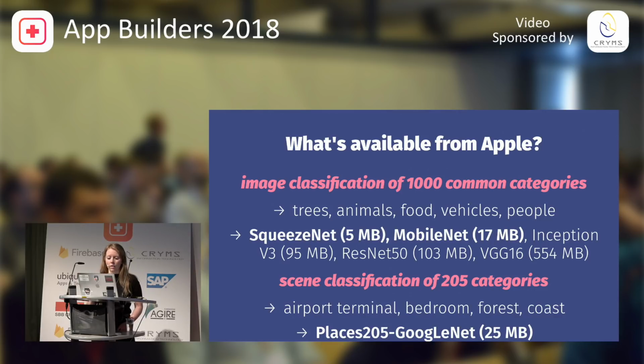The other type of model that's available from Apple, the task that it does, is scene classification of 205 categories. So this will not just classify the specific object, this will look at the scene overall. So it can detect airport terminal, bedroom, forest, coast. This is 25 megabytes, so this is also something reasonable to use in a mobile app.